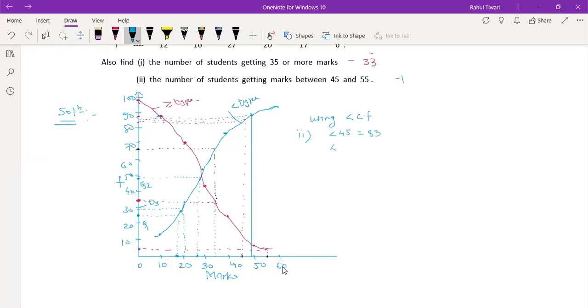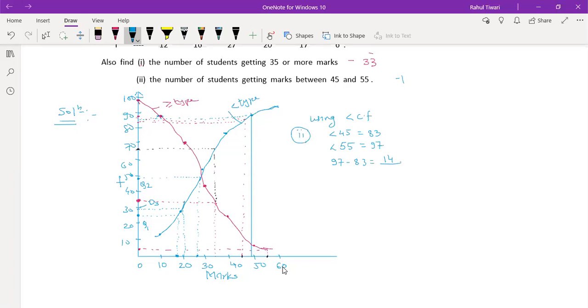Similarly, less than 55 is approximately somewhere here, 97. Yes, it's 97. I'm just considering approximate values as per the given graph. Now, if I take the difference of 97 minus 83, I get the output, which is 14. This is using the less than type.